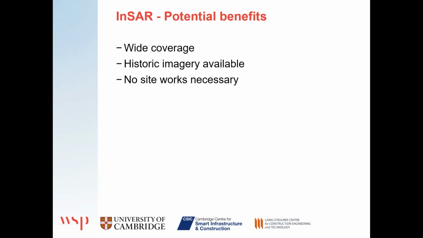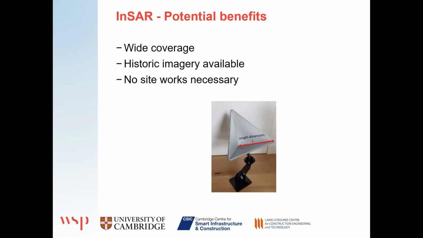It's also a good archive of historic imagery available, which means you can go back and look back in time if you identify areas where you might have a concern. And in most cases, you don't need to do anything on site, which has a huge benefit for health and safety risks of working on site, because most structures naturally reflect well enough. And if they don't, it's relatively easy to install something like an aluminium reflector, which gives you a much stronger reflection.